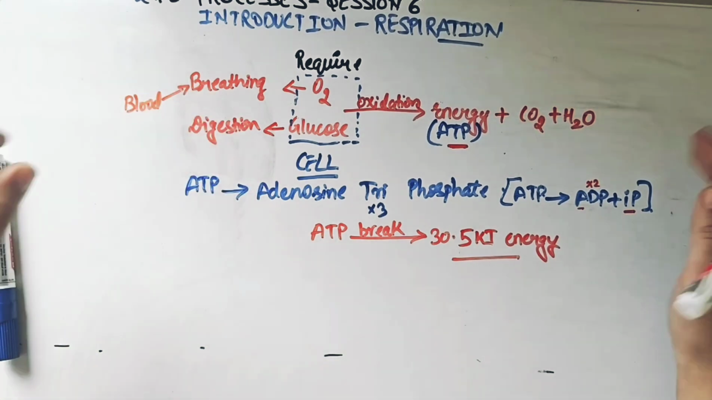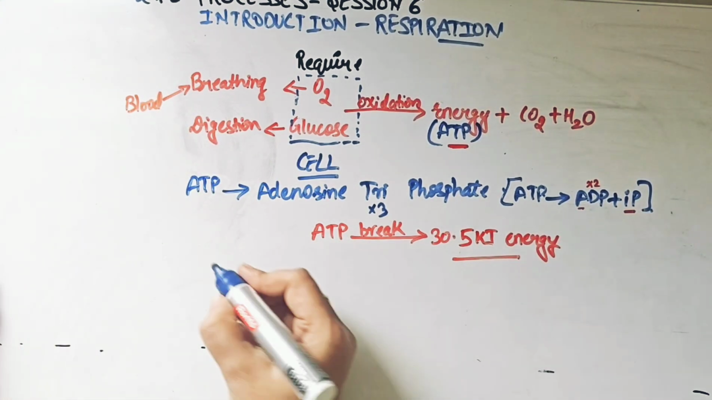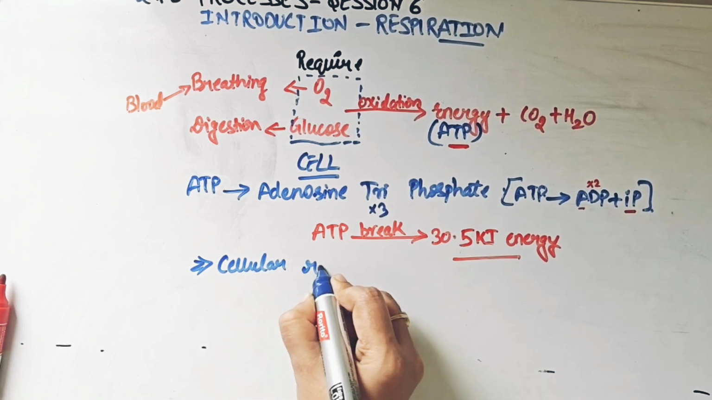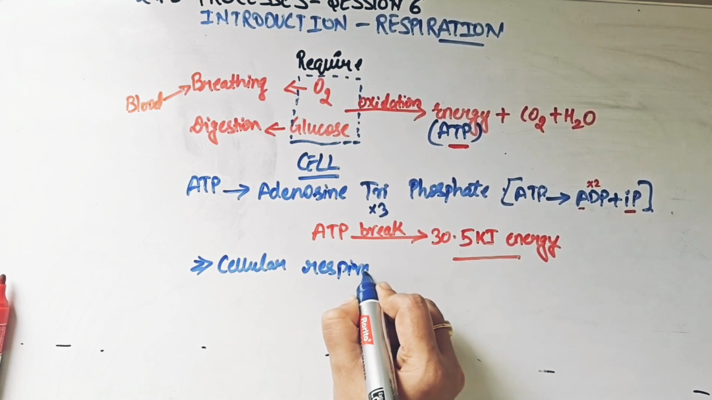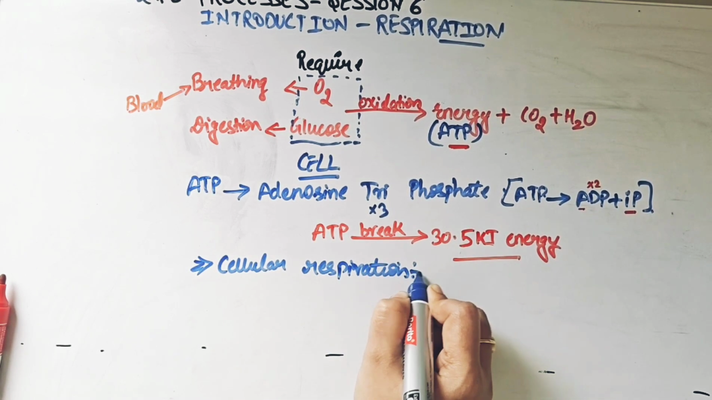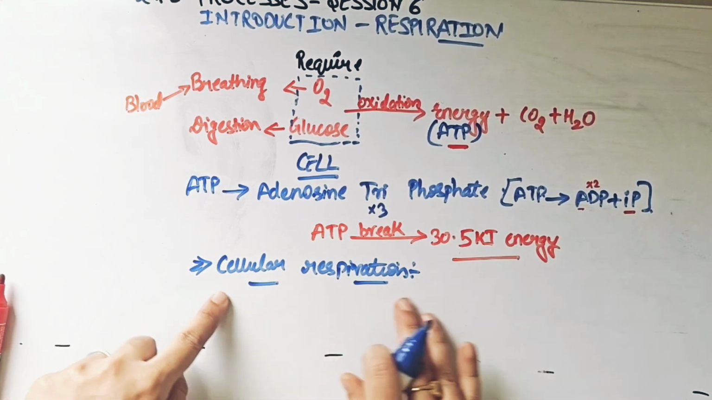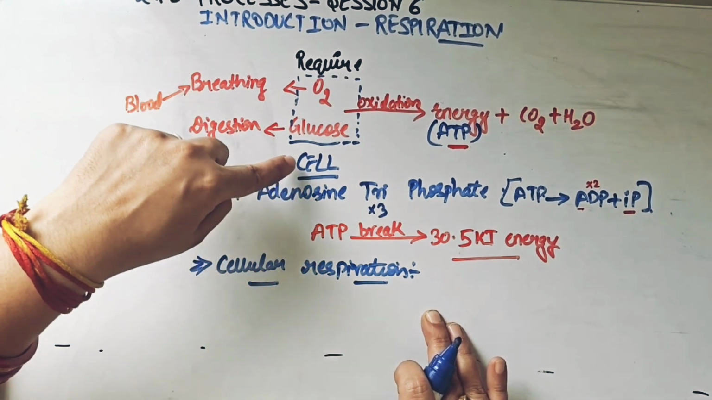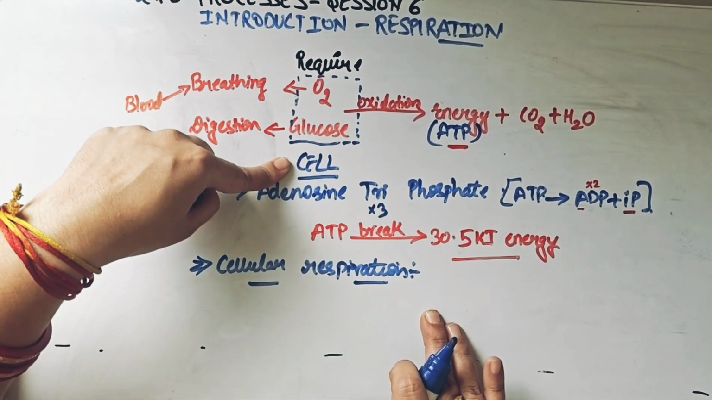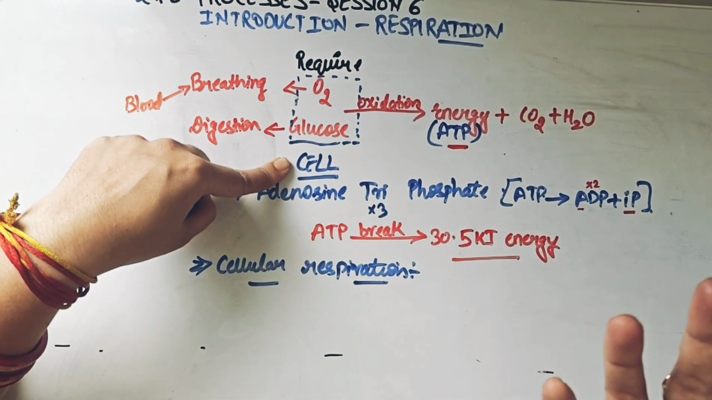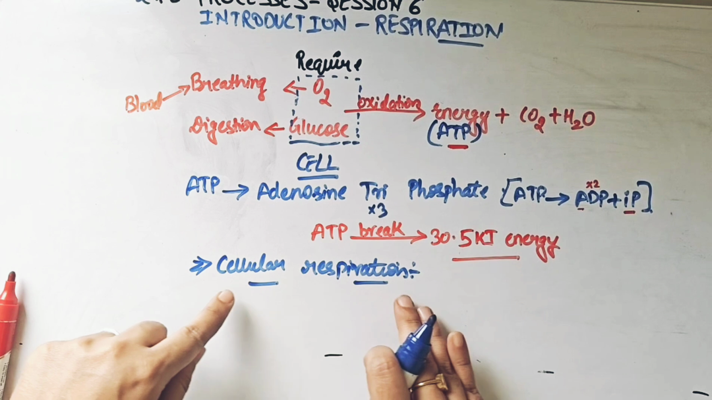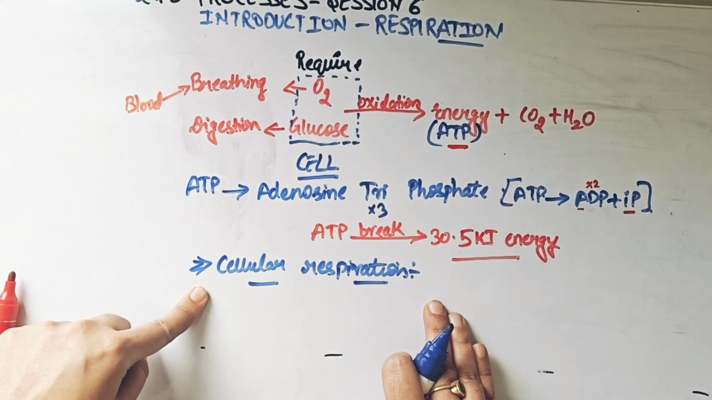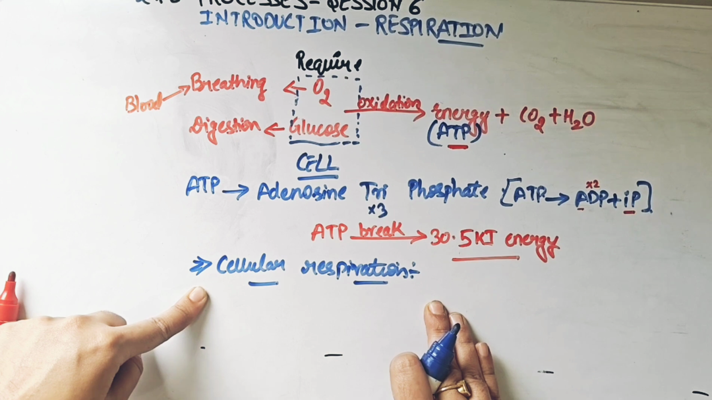Another important thing: why do we call this respiration cellular respiration? What do you think? The easy answer is, where is this entire process happening? It is happening at the level of your cell, as we just discussed. And since this process is happening at a cellular level, we call this entire process cellular respiration.